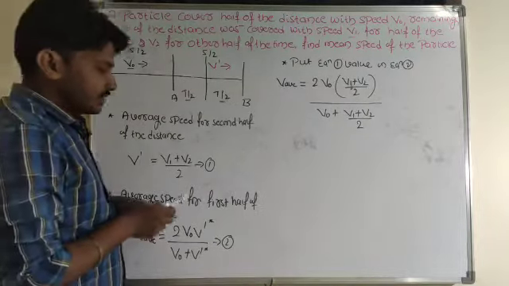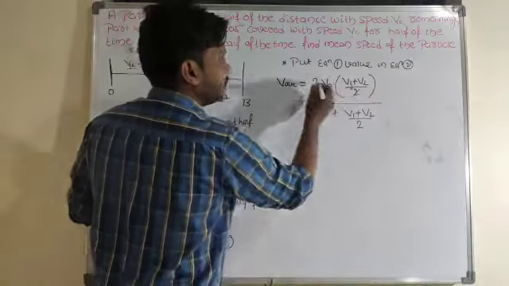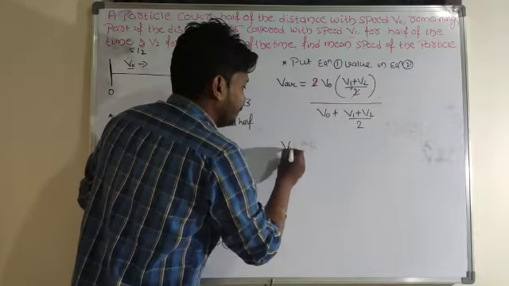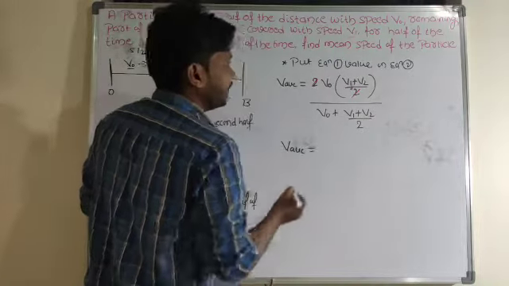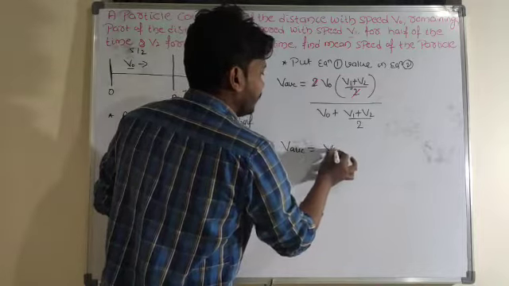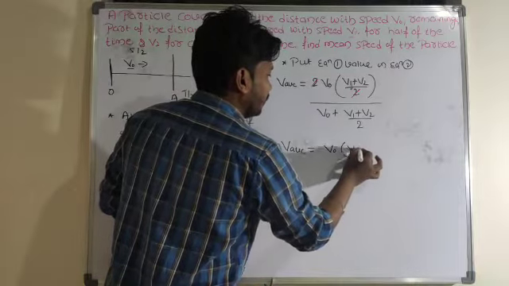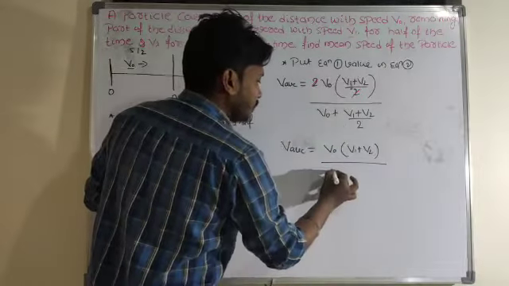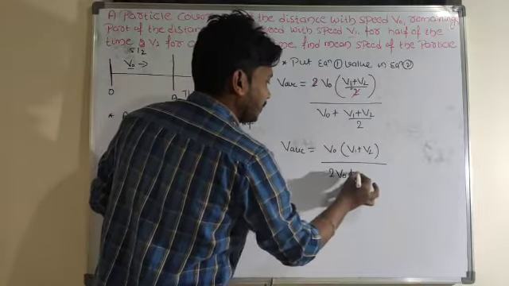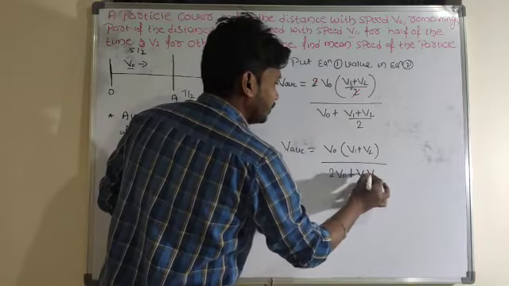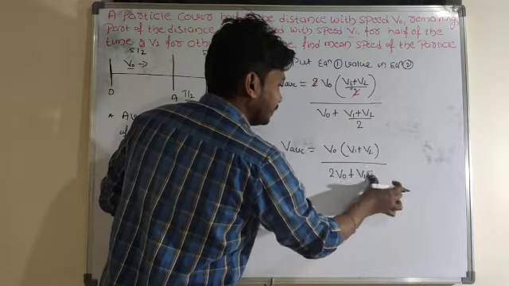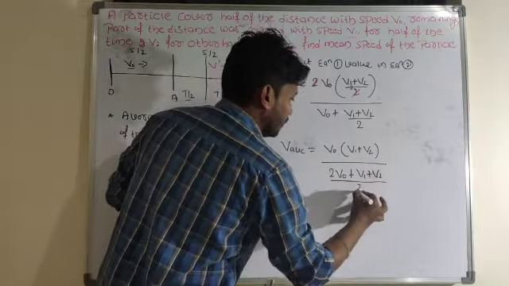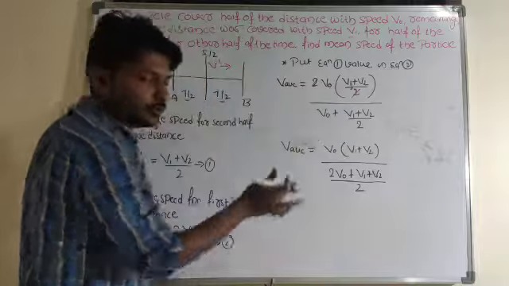So look at here. Now I want to simplify this equation. This term will get cancelled out here. Simplify this equation. V average is equal to what? V0 into V1 plus V2 divided by 2 times of V0 plus V1 plus V2, V1 plus V2 divided by 2. So this term will go to the numerator here.